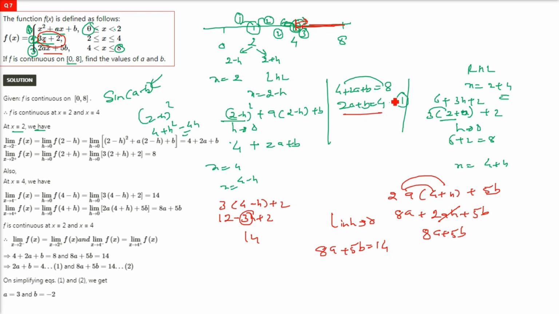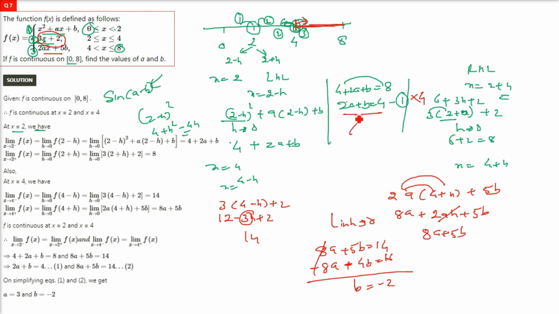Now in order to solve this, let me multiply the first equation by 4. Why? Because we'll get 8a. So 8a plus 4b equals 16. I multiply the first equation by 4 and just subtract these two equations. 8a gets cancelled. 5b minus 4b is b. 14 minus 16 is negative 2. So b is equal to negative 2.